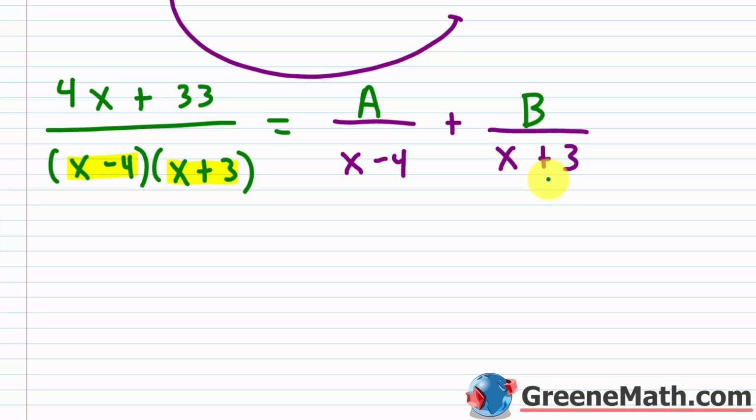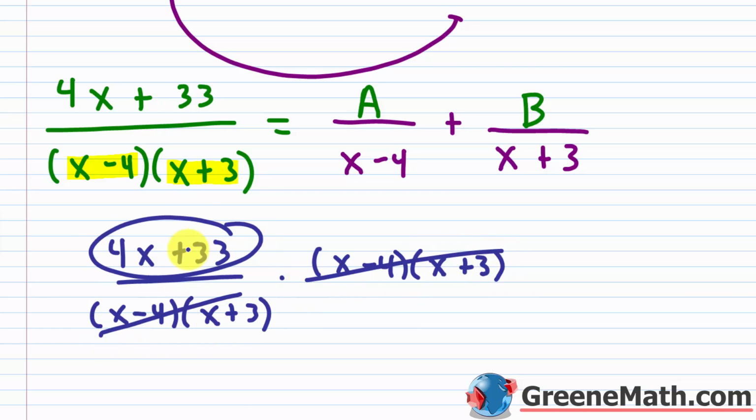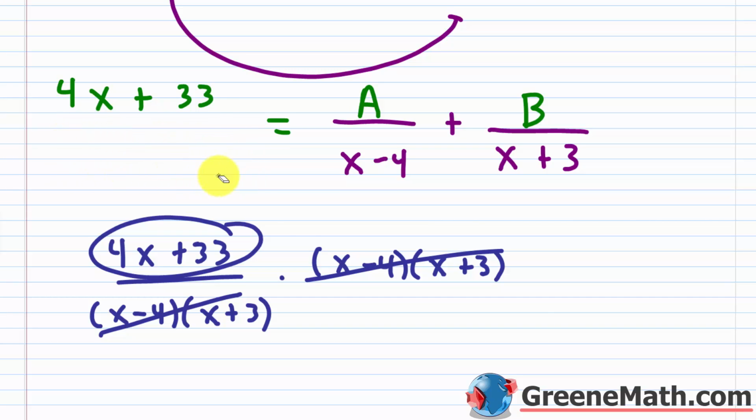Okay, so I'm going to clear the denominators. And the way I'm going to do that is multiply both sides of the equation by the LCD. So if I multiplied 4x plus 33 over this x minus 4 times x plus 3, which would be the LCD. So I'm going to multiply by that, and this would cancel, and I'm just left with this, okay? So I'm just going to erase this as I do this. So this is what I have now.